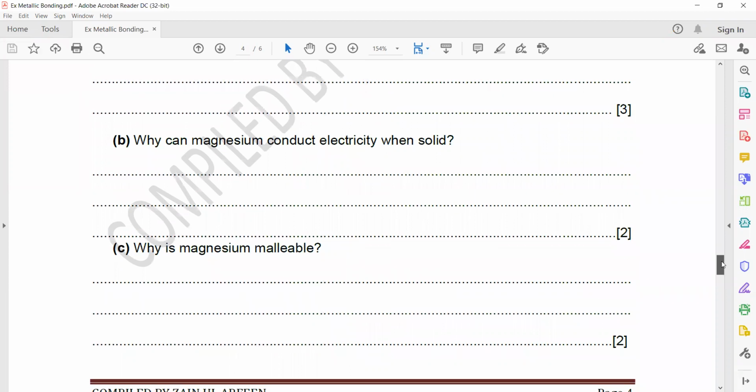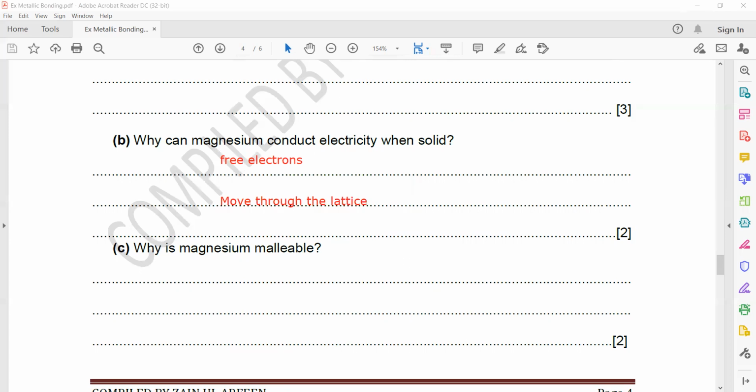Then, why does magnesium conduct electricity when solid? In the solid state, it has free electrons. 1 mark is for mentioning electrons. And the second mark is for can move through the lattice. So these electrons can move through the lattice. That's why metals can conduct electricity.